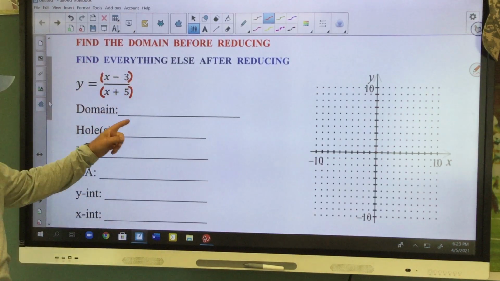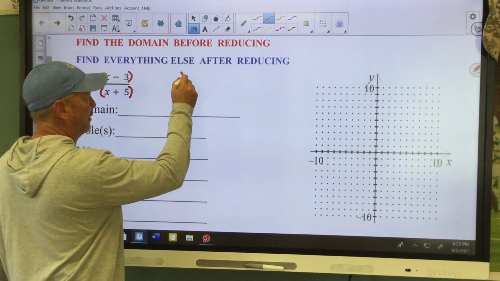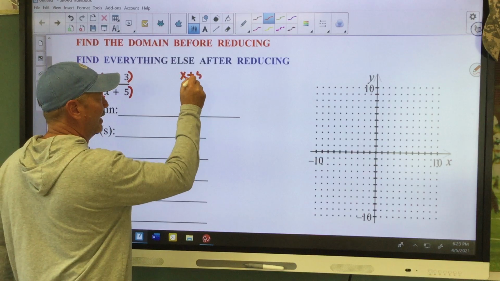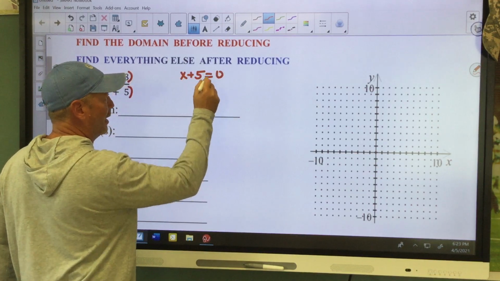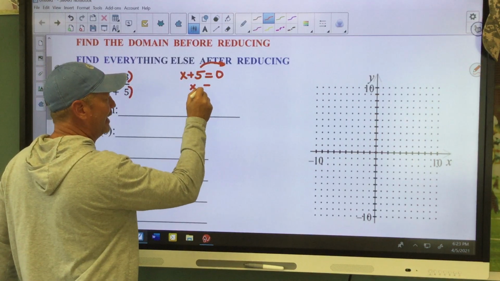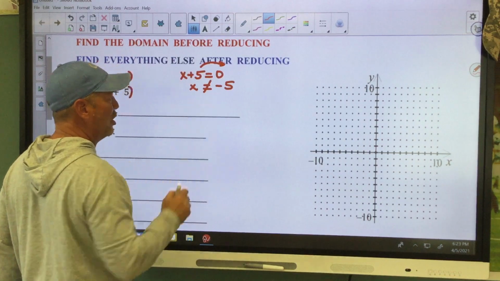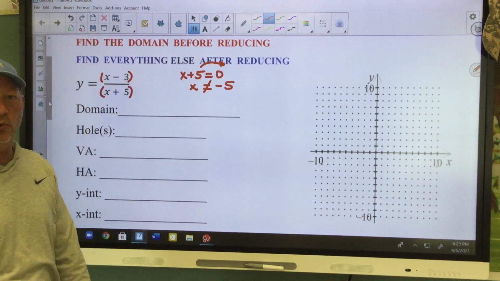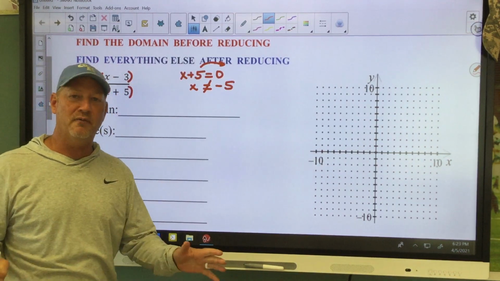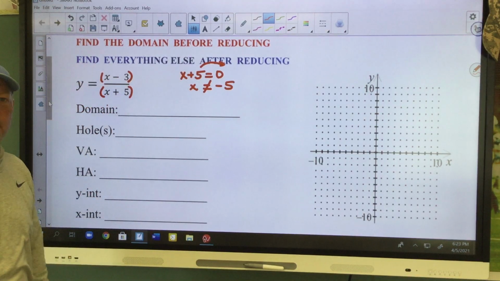All right, so in a domain, what I'm going to ask you to do is set the denominator equal to 0. We're going to move the 5 to the other side. We're going to get x equals negative 5. And then I'm going to ask you to tell me no. It cannot equal negative 5. It's kind of like those excluded values where the denominator cannot equal 0.